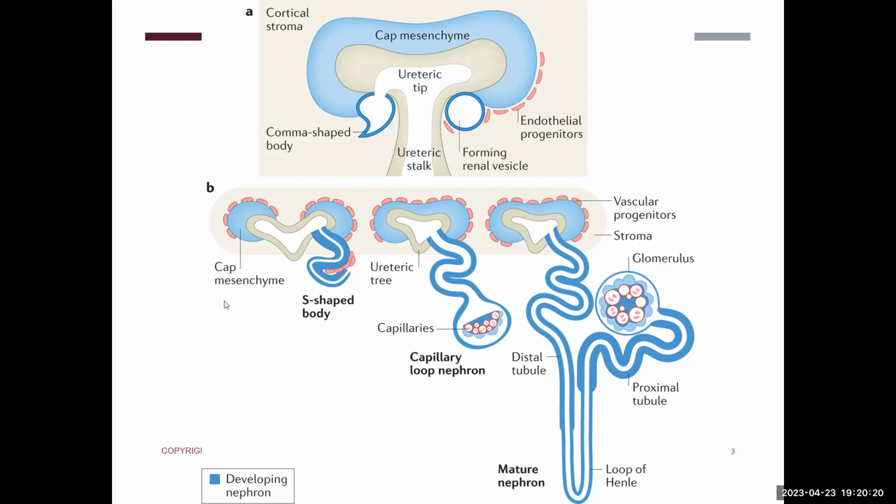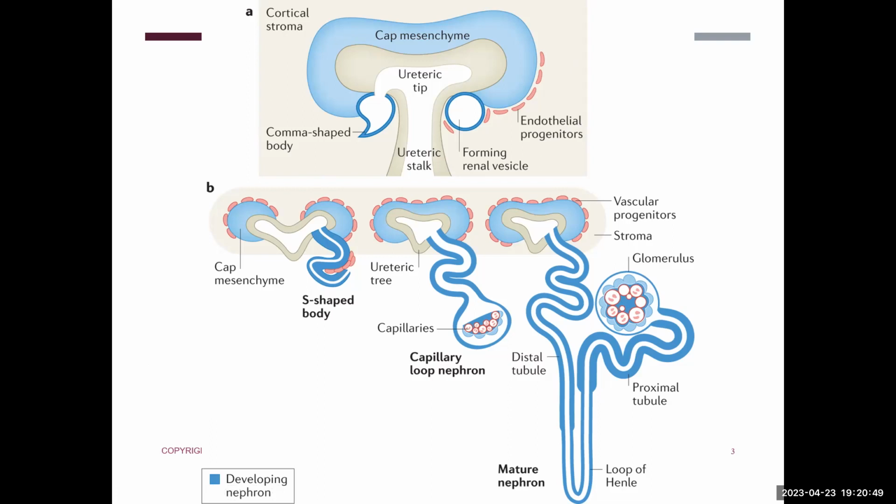Functional nephrons begin to form, as you can see here in panel B, when the tip of each collecting tubule induces the blastema caps to form nephric vesicles. Here's the vesicle up here. These then develop into nephric tubules consisting of an S-shaped Bowman's capsule that you see here, proximal and distal tubules, and then the loop of Henle.